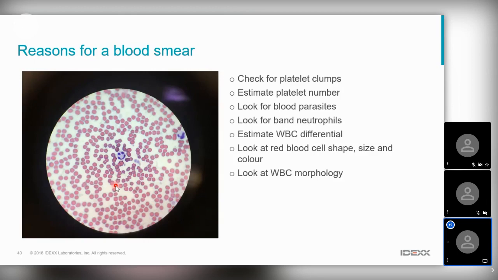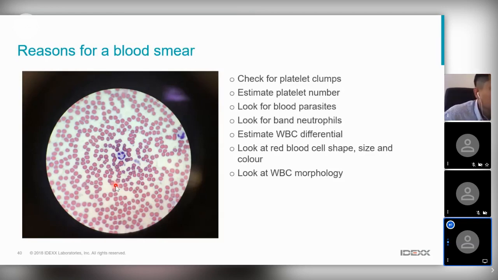So this is what the platelets do. Along with that, there are a number of other reasons that help you determine the blood smear is needed. It helps you look for blood parasites, which are specifically intracellular, and look for the estimated value of the WBC differentials.